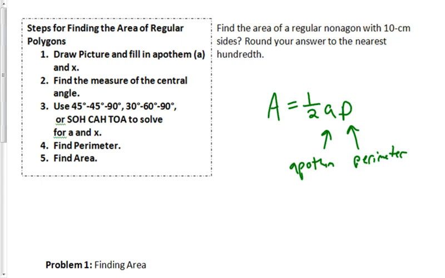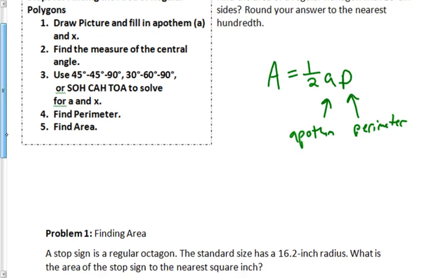And depending on what we're finding, we may need to use other formulas. For instance, the formula of a triangle, the formula to find the area of a circle, the circumference of a circle. It just depends on what we're working with. So let's take a look at some examples from this section.